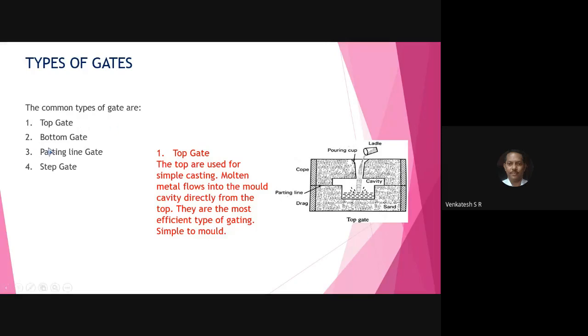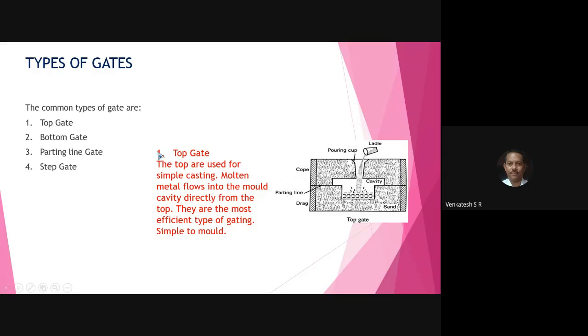Top gate, bottom gate, number 3, parting line gate, number 4, step gate. Once again, all of you, please write down the title: types of gates. The common types of gates are top gate, number 1, bottom gate, number 2, parting line gate, number 3, step gate, number 4. First, you write down the top gate.